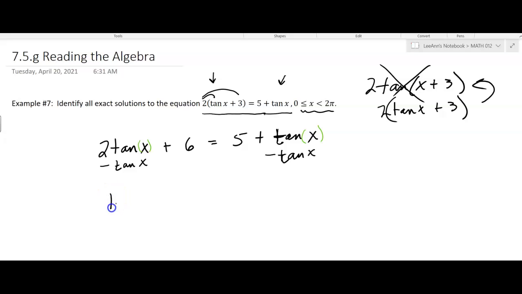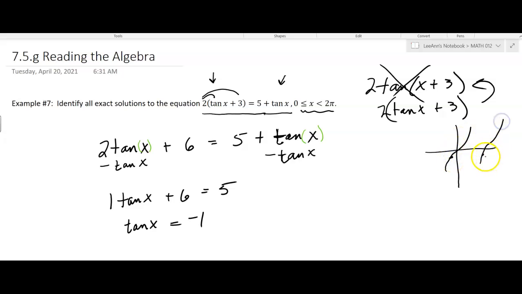Okay, so now I have 1 tangent x plus 6 equals 5. So now I'm going to have tangent x equals negative 1 if you subtract the 6 from both sides. So now I'm thinking, okay, when is the tangent negative 1? You could also make a graph if you wanted to, and say, oh, it's down here, or you could do the next one over here. Or you could draw it like this: where's tangent negative in the second quadrant? And so that's going to be 3 pi over 4.